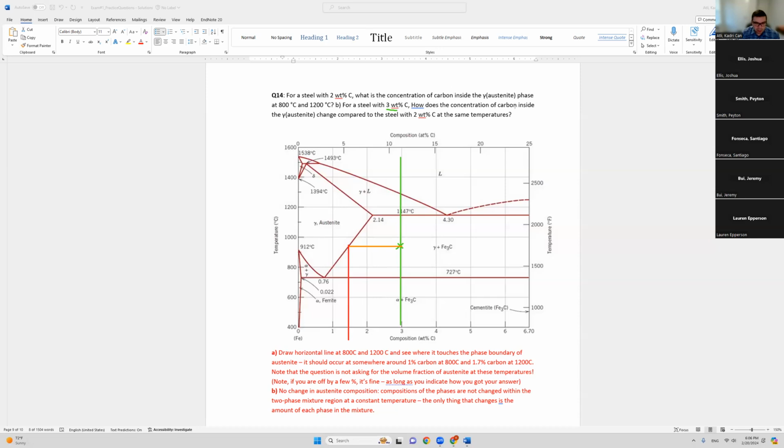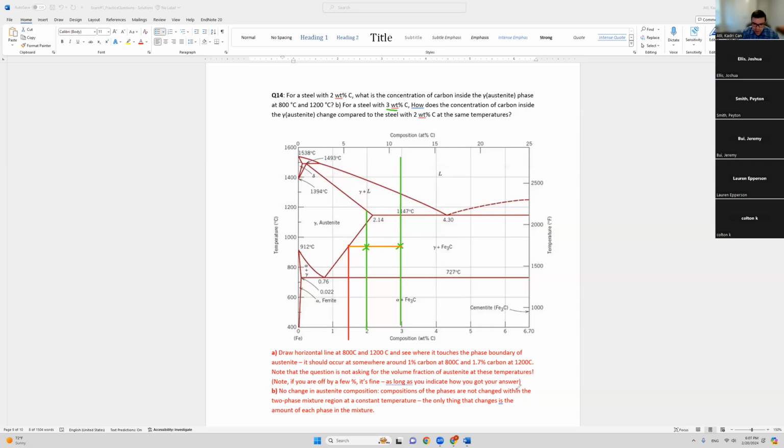So how does the concentration of carbon inside the austenite change compared to the steel with 2 weight% of carbon? If I don't change the temperature, but I look at a steel with 2 weight% of carbon, I'm here. This is 2%, this is 3% carbon, the nominal composition. But I do the same thing to find the carbon content in the austenite phase. Again, I draw this horizontal line, and I find the same result, 1.5. So the answer is no change in austenite composition.